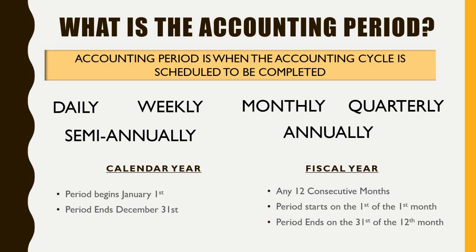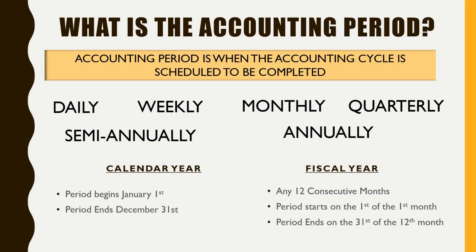Okay, so a calendar year is pretty straightforward. It's from January 1st all the way to December 31st, right? It's 12 consecutive months, correct? Whereas a fiscal year, it's any 12 consecutive months starting on the first of the first month and ending on the last day of the 12th month. All right? So, in most cases, either or.